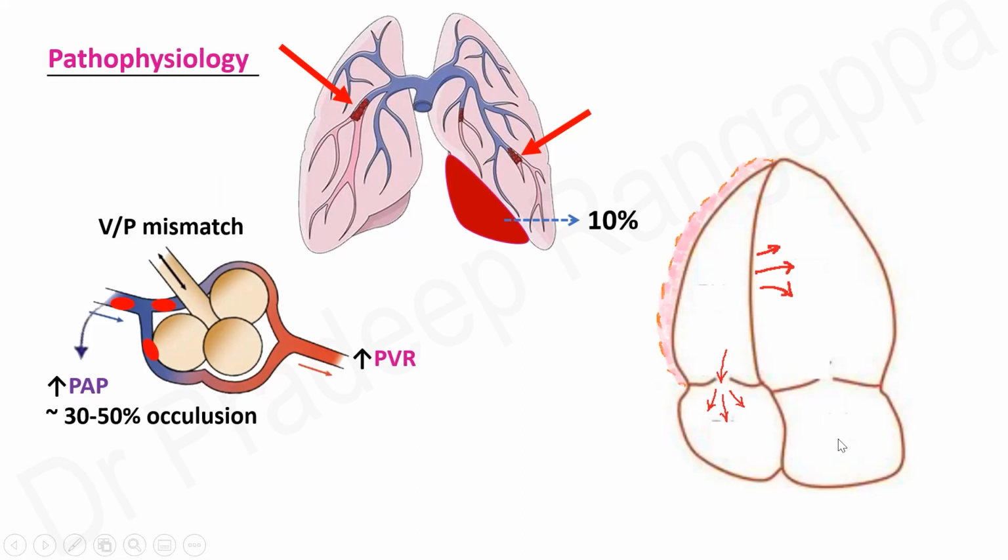So this is the LV, this is the LA, this is the RV, and this is the RA. You see there is an acute right ventricular dilatation that tends to happen. And there is a TR jet, a tricuspid regurgitation jet, into the RA. And because of this increased strain on the RV, this interventricular septum is pushed to the left ventricle.